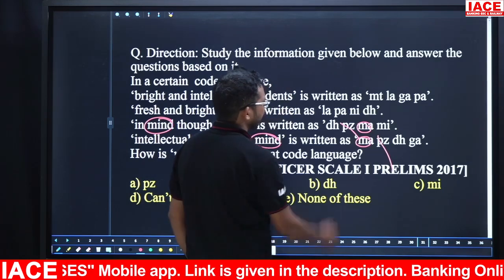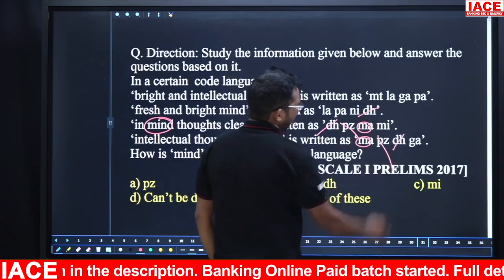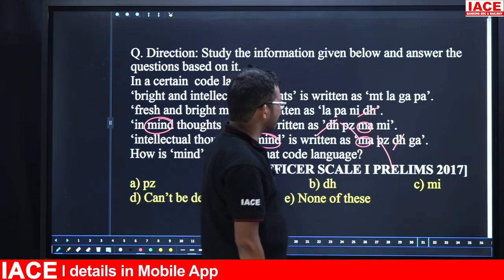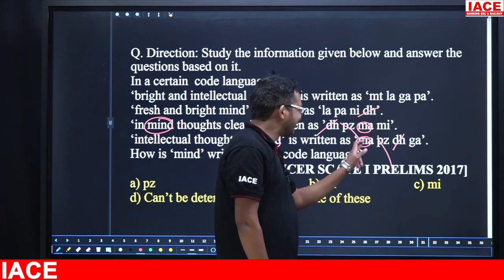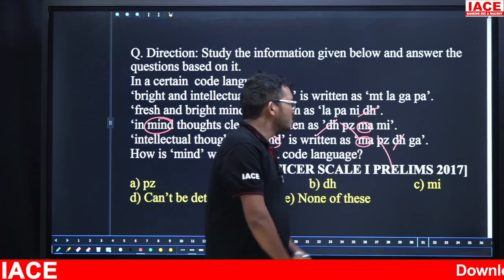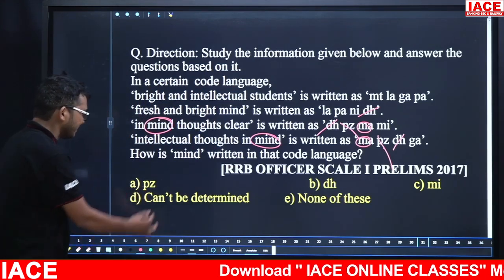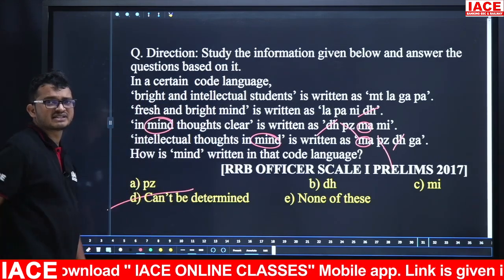Next one, here we are having DH, here DH, here DH. DH, no chance to take. Next one is GA, GA, no chance to take. That means there is a chance to take two codes only. One is MA, the other one is PZ. So the answer is MA or PZ. Either MA or PZ means the simple answer is cannot be determined. Option D is the answer.